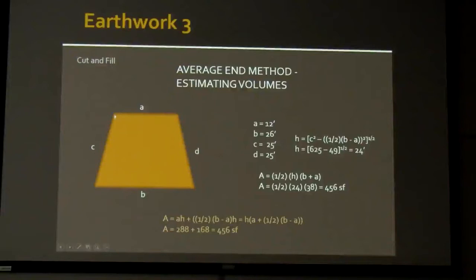Same thing. We just took the area of the rectangle, h times a, and then we need to calculate the area of these two triangles on each side. And that's all that we did.